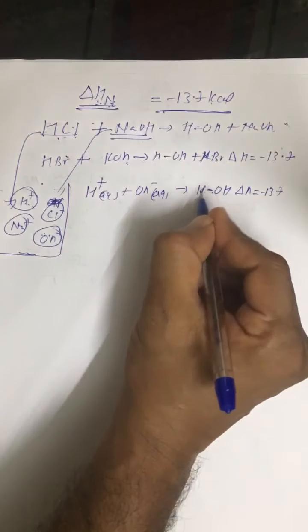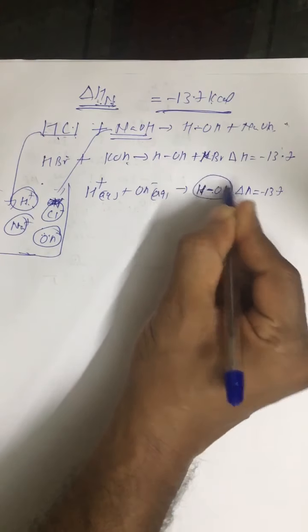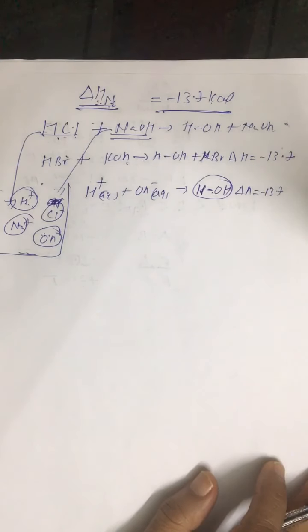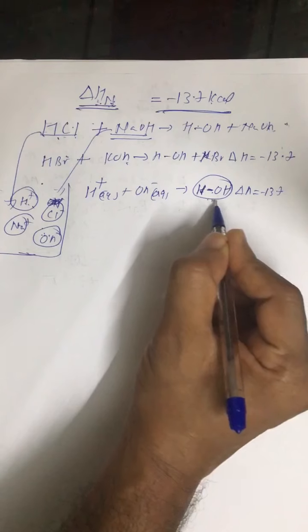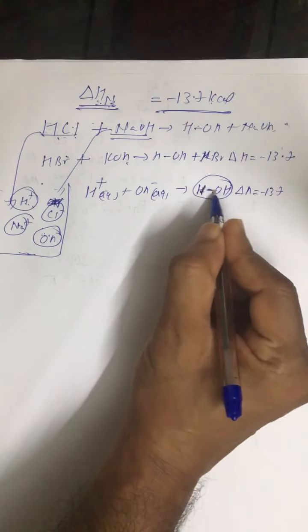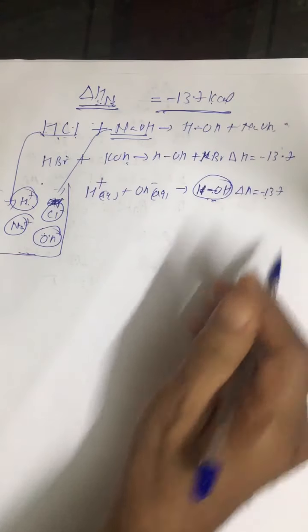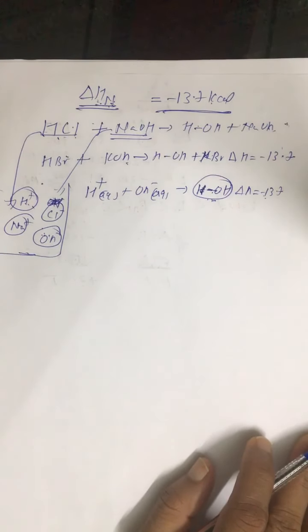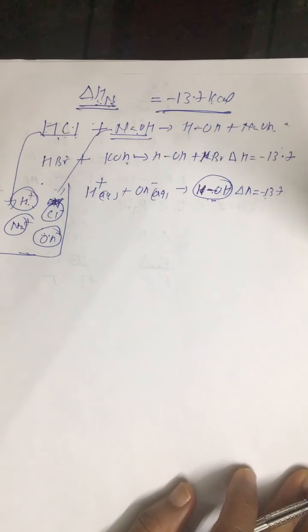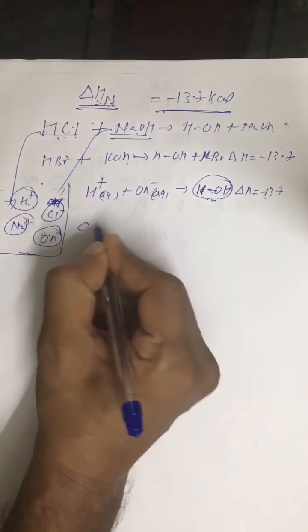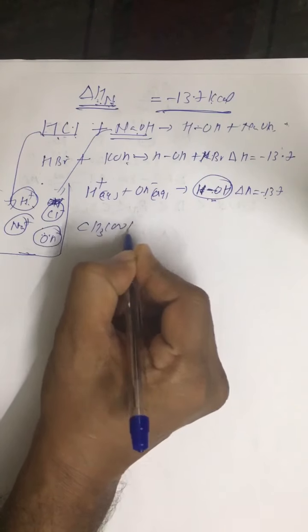So in every case whenever we add a strong acid and strong base, the amount of heat released is always constant, because the heat released is due to formation of 1 mole of OH bonds, and the heat released is 13.7 kilocalories. This is the reason whenever we use a strong acid and strong base, the amount of heat released is a constant value. All right.